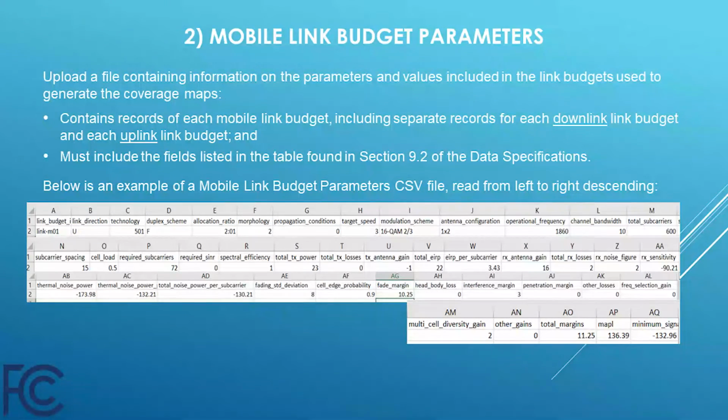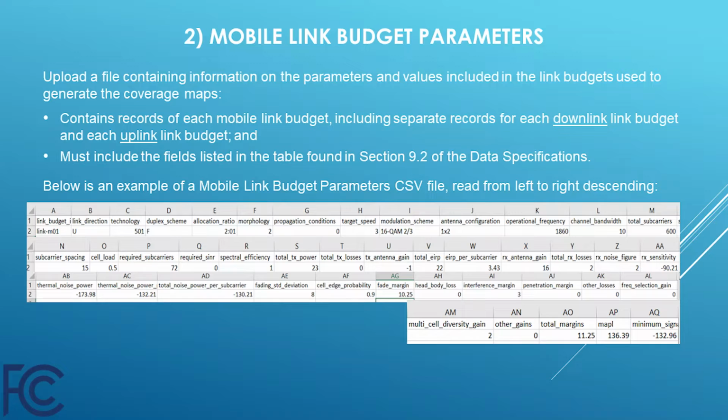Next, mobile availability filers are required to submit a file containing information on the parameters and values included in the link budgets used to generate the coverage maps for each technology and at the defined speeds. This file contains records of each mobile link budget, including separate records for each downlink link budget and each uplink link budget. The file must include fields listed in the table found in section 9.2 of the data specifications. All of the values listed in the table are required unless otherwise indicated.